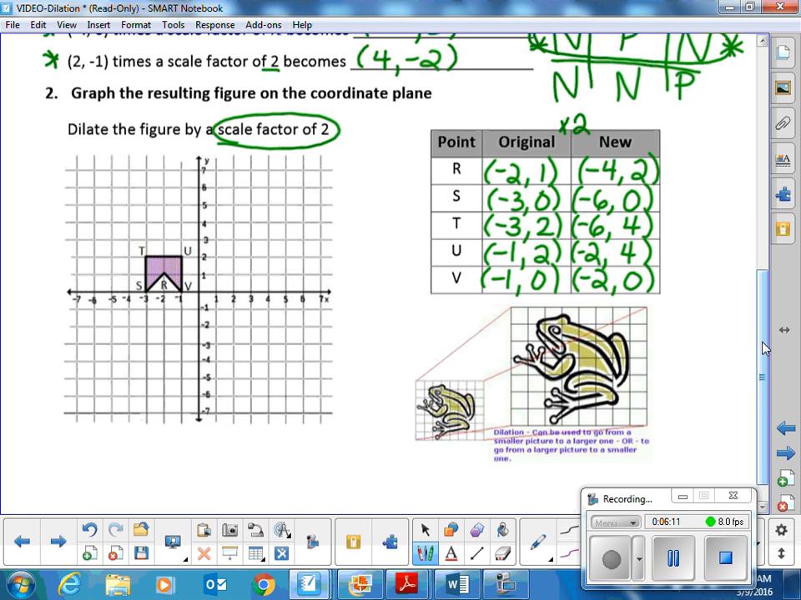So if we go to a -4 and then go up to, whoops. Okay, so this is our new R. And -6, 0 is here. And that is our new S. T is at -6, 4. So here's our new T. I'm going to have to erase that R. I think it's going to be in the middle.